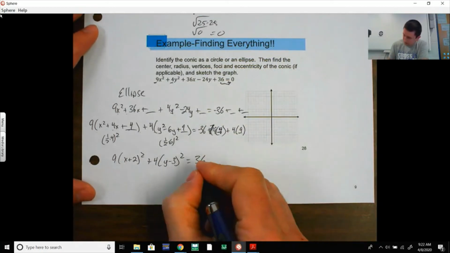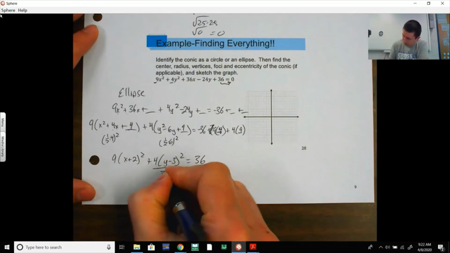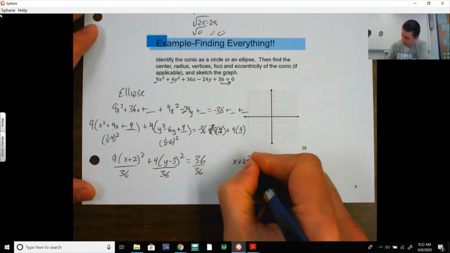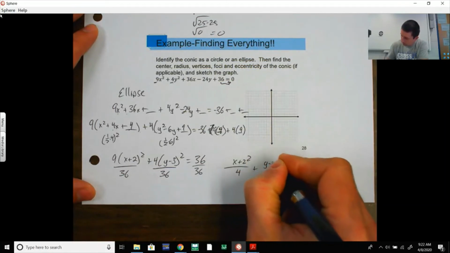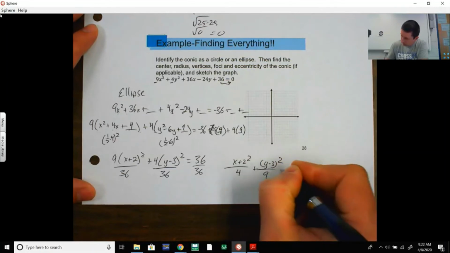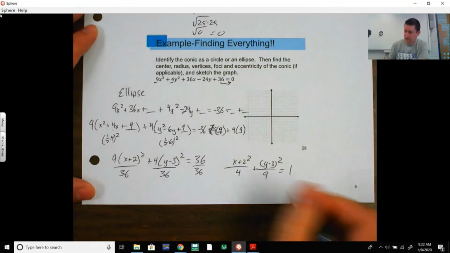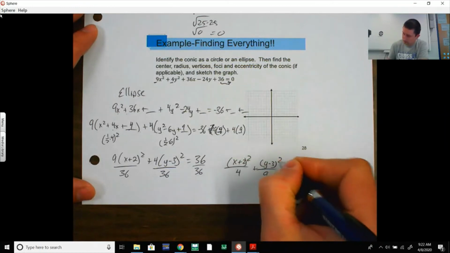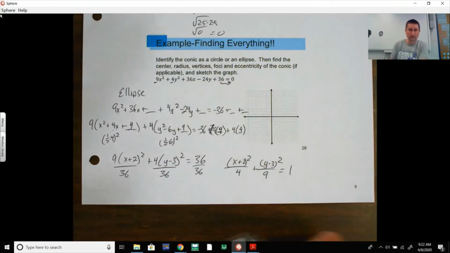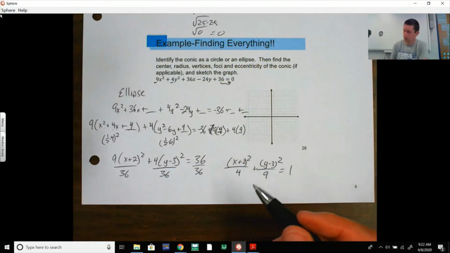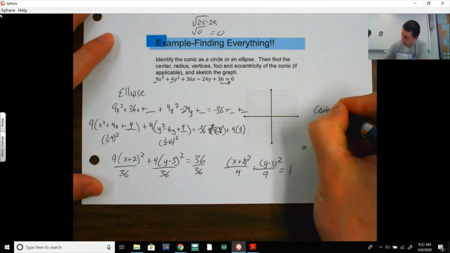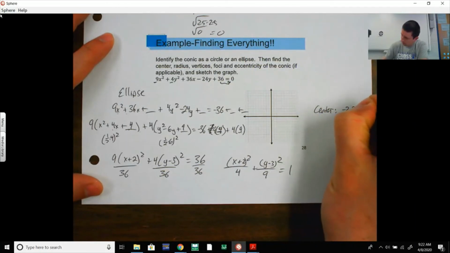So what happens in this case, when you divide by 36, 9 over 36 is 1/4. So I get x plus 2 squared over 4 plus y minus 3 squared over 9 equals 1. It's kind of just like the 4s and 9s switch spots, but you have to do a lot of this work to get the center. Make sure you get the center correctly. There are going to be some shortcuts you can figure out as you go, but that's generally it. So our center is at negative 2, 3.